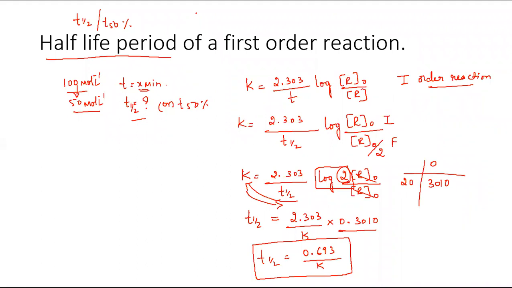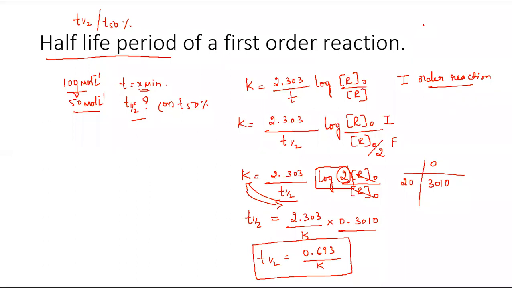Any doubts in this derivation? Yes, 2.303 is a constant, that is it will be taken to convert ln into log to the base 10. Any other doubts regarding half-life period of a first order reaction? Shall we move on to the problems? Okay, you understood both these derivations? Okay, now just write the final equation at one side.